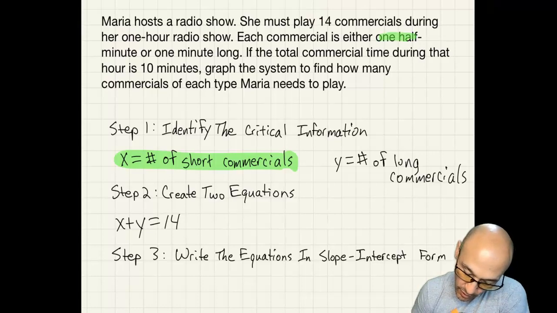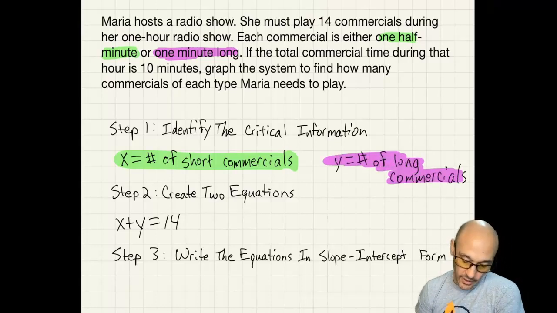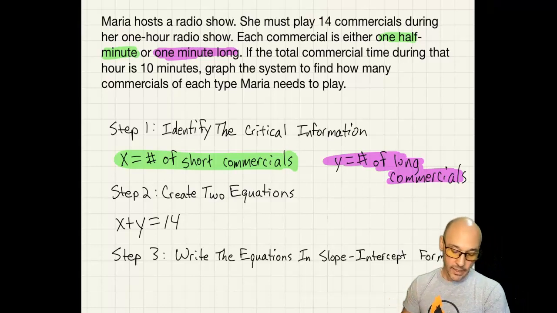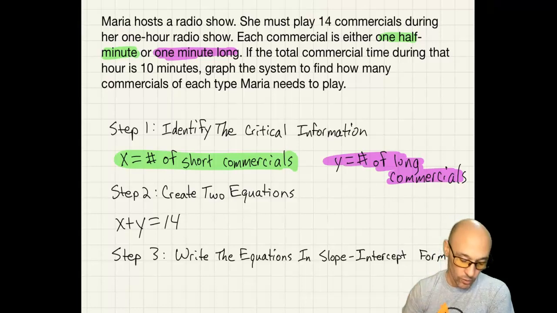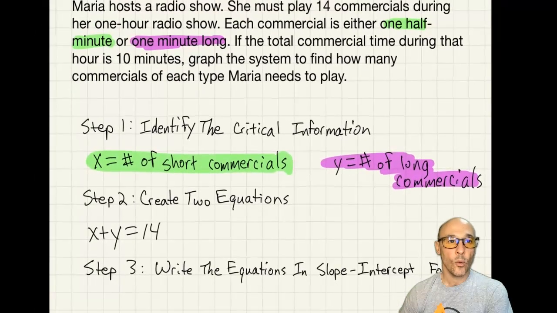1/2 minute. Those are the short commercials. And then the 1 minute long are the long commercials. So Y is the long commercials. So we know that X plus Y is 14 because there are 14 total commercials. And so the other thing we need to include is the information about the 10 minutes.